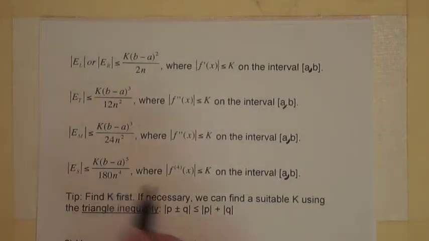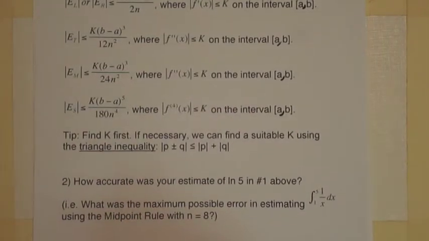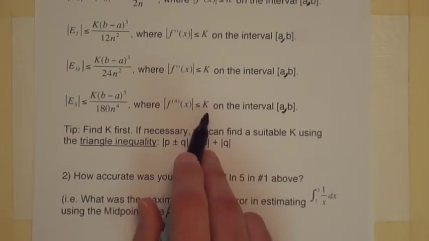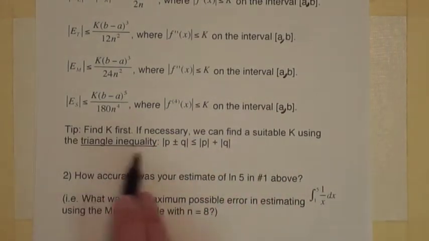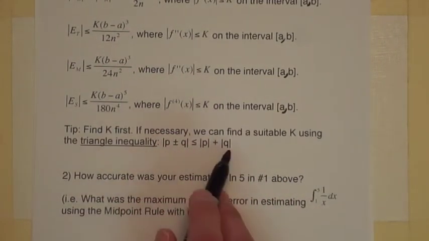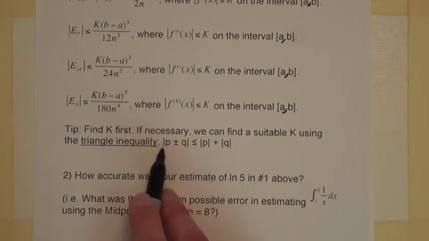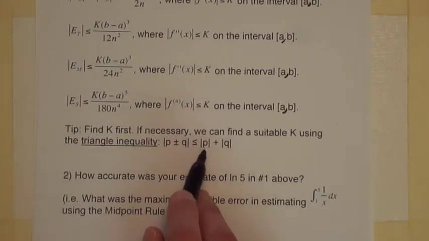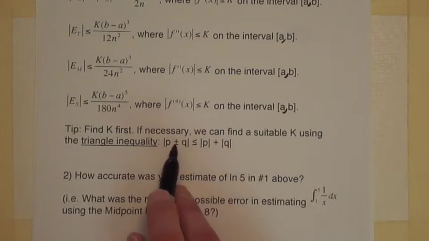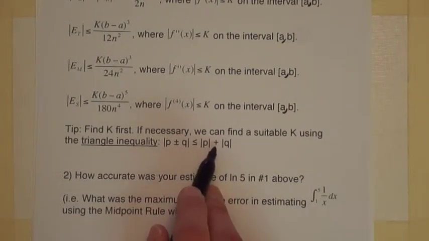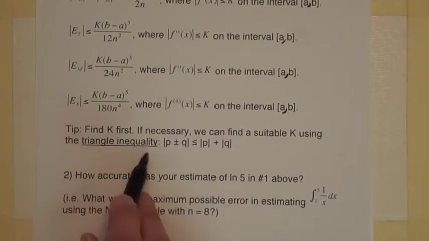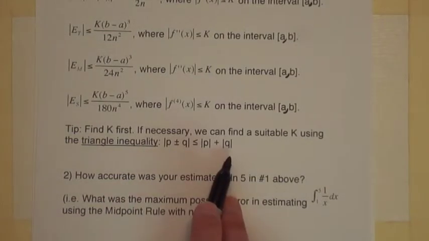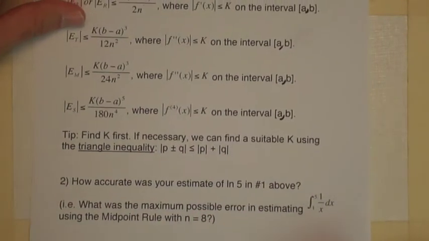So the tip for problems involving these error bounds is to find the value of k first. That often turns out to be the trickiest part. Sometimes you have to use the triangle inequality to find a suitable k. And this is the triangle inequality. It says absolute value of p plus q or p minus q is less than or equal to the absolute value of p plus the absolute value of q. Notice whether this is a plus or a minus, that's always a plus. And you can think about why it's called the triangle inequality, although for our purposes it doesn't matter. It's just a useful fact to know. So let's do an example.